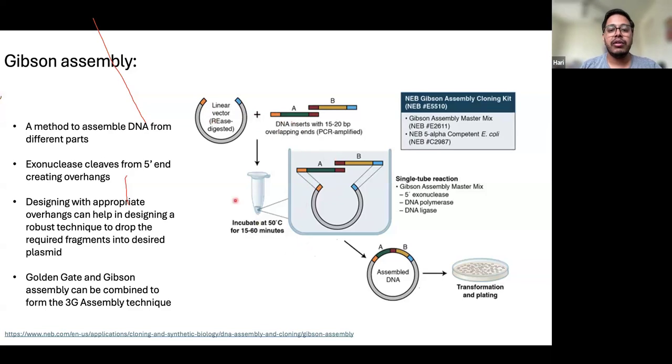Usually fragments are made, so let's say A and B will be made together using Golden Gate assembly. And then Gibson assembly is used to drop these fragments onto a plasmid. The two processes together are called 3G assembly, where we use Golden Gate as well as Gibson assembly to assemble all the parts onto a DNA. And then the next step, now we have the plasmid. Then what do we do with that particular plasmid?